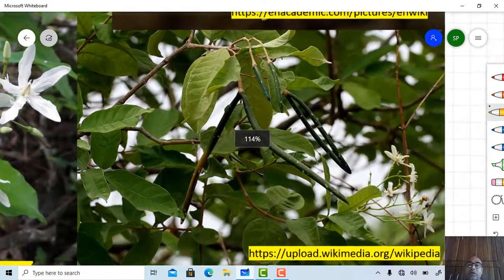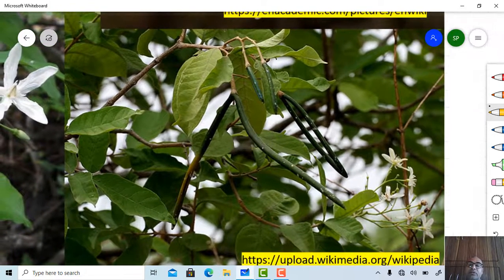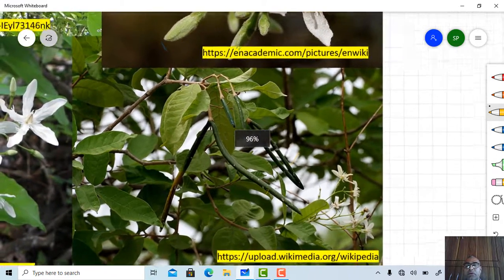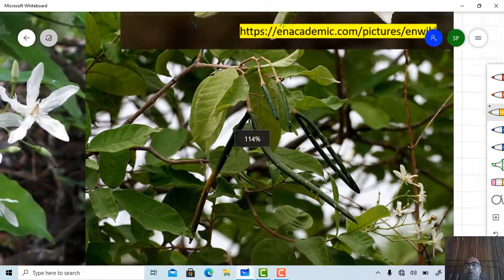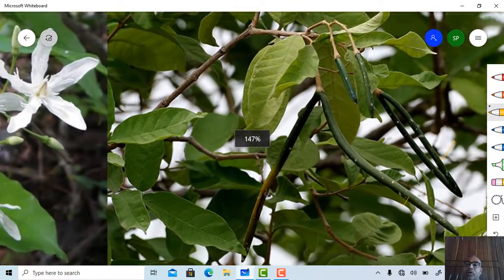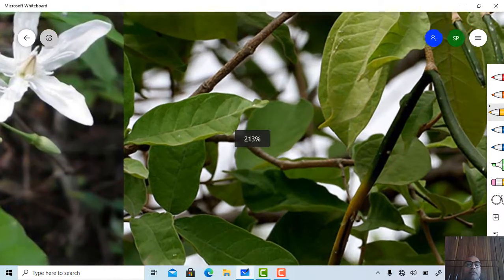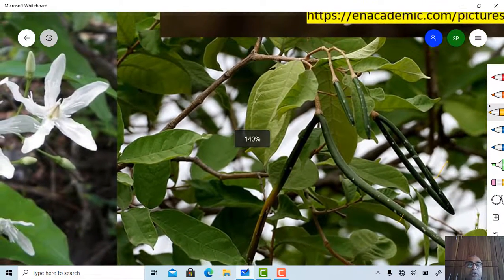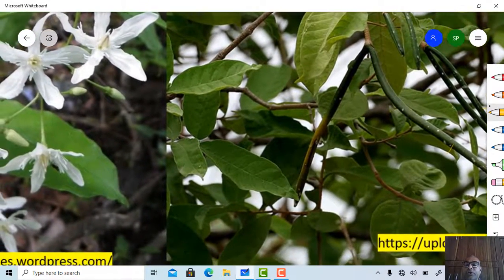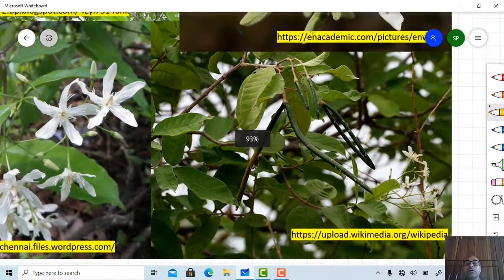Just see the habit of the plant. These are the fruits. These fruits look like pod-like structures, but these are actually not pods. If you observe here, a single longitudinal line is present, which indicates a follicle kind of fruit. Then just see the leaves, branching pattern.